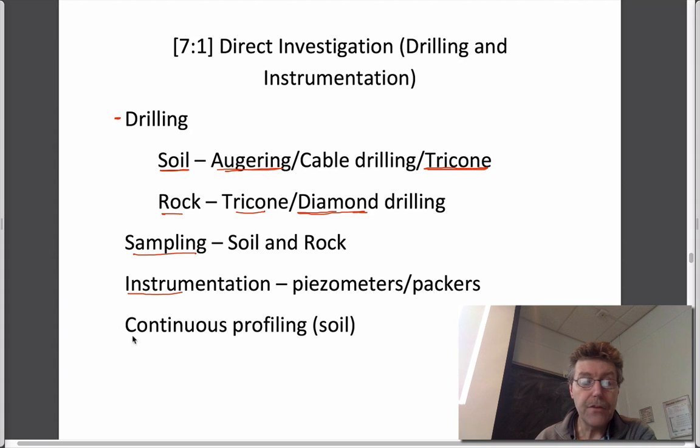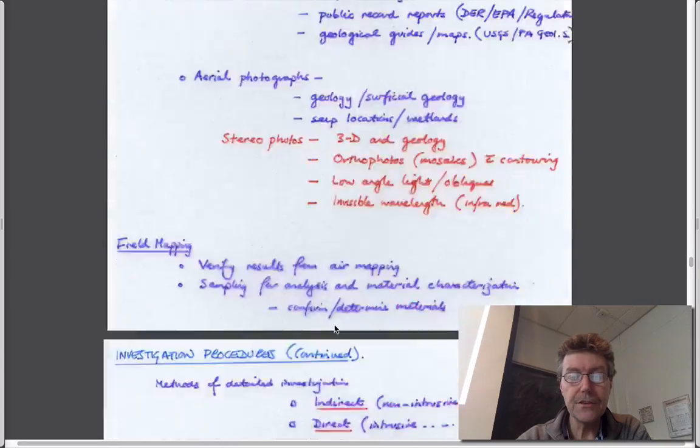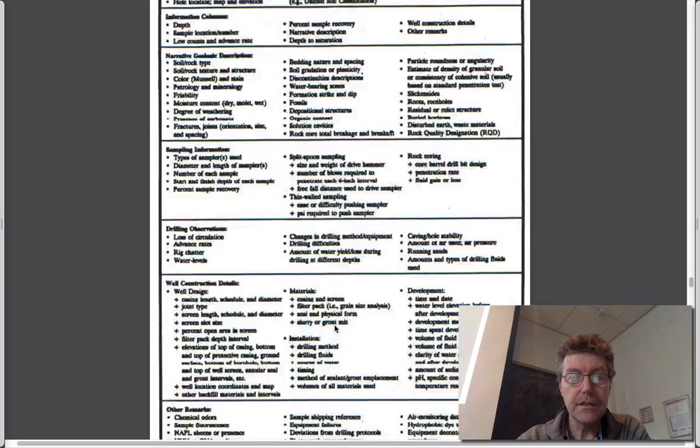And the other method of being able to figure out exactly what is in the subsurface, which works only for soil, is continuous profiling, which is geoprobe type methods, which is a brand name, but cone penetrometer testing, which allow you to get some information both on the stratigraphy as you go down below your feet, but also what the properties of that stratigraphy are. And so that's what I wanted to cover today.